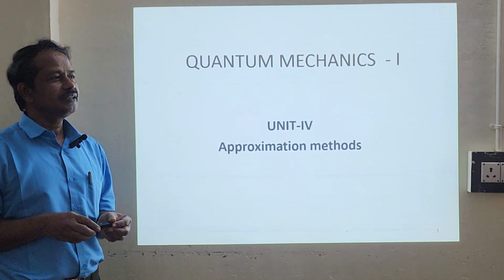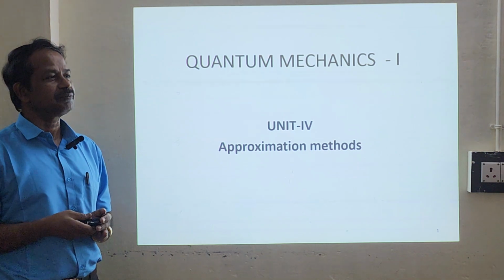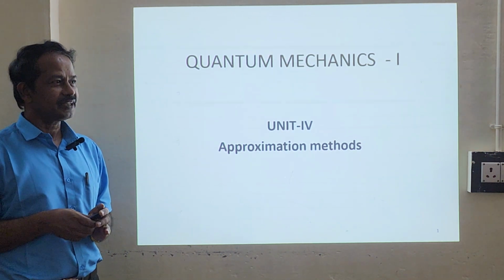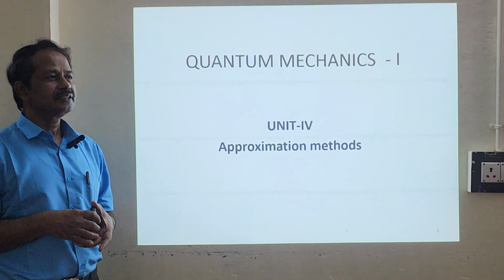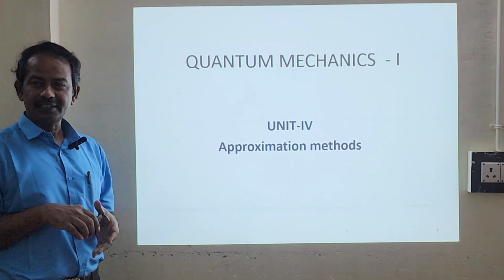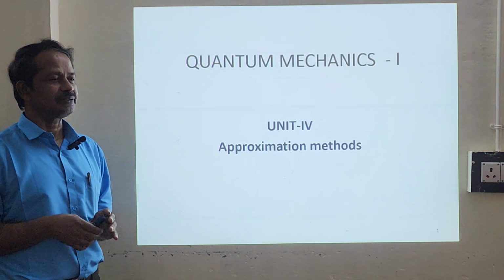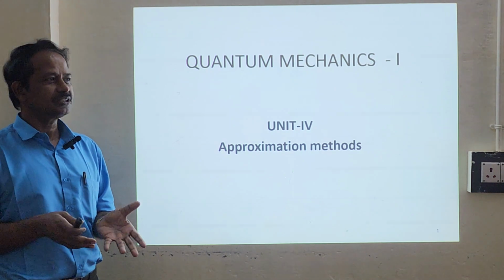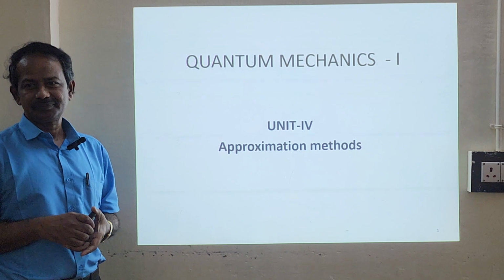In those models, we calculated the energy eigenvalues and the corresponding wave function using the exact method. That was the approach. We solved the Schrodinger wave equation to obtain the wave function and energy eigenvalues with the exact method. So these are all exact methods, and they are all simple systems.